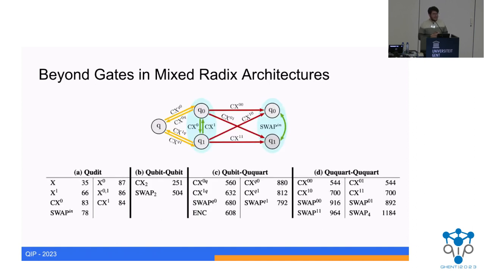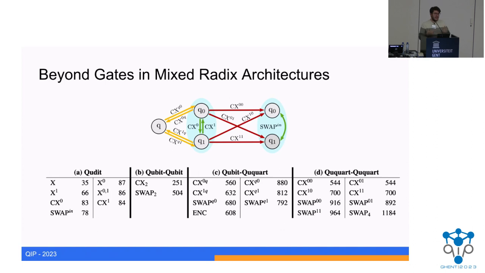So each of these lines indicates necessary gates in our expanded mixed-radix architecture, and these are the times it takes to execute those various implementations. And we can see these values vary widely on the location of the information. So the times for these gates are kind of necessary.